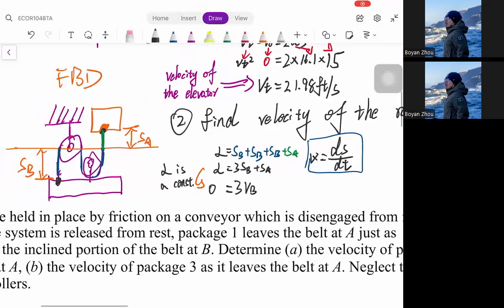And actually, on here we notice that if we're only talking about the displacement, it's not a vector, but when we're dealing with the velocity, it is a vector. So on here, SA is actually going in the other direction. So we should put a negative sign here, which means the direction is going to be different from VB. So here we have the equation, and then we can easily say 3 times VB is equal to VA.